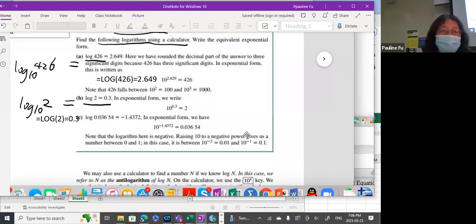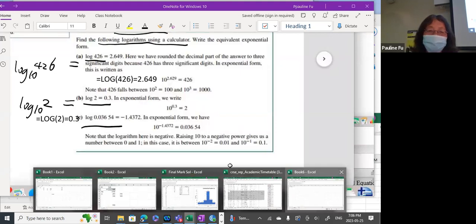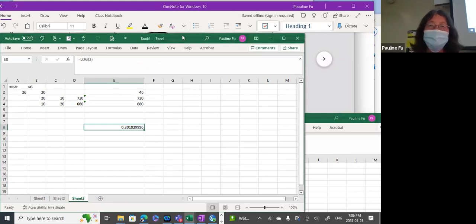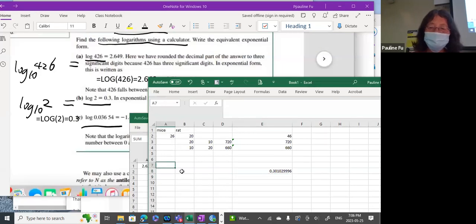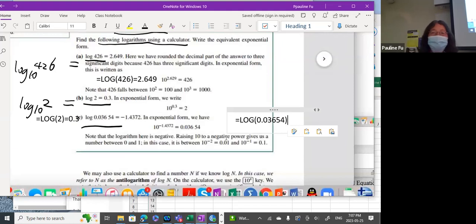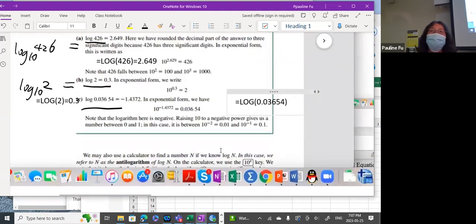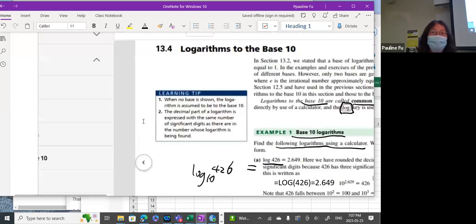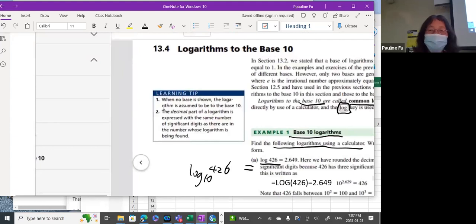Okay, last one, log 0.03654. Just go to Excel, equal log bracket 0.03654. We got negative 1.43. Questions? Use a calculator or Excel. That concludes the lecture part about logarithm and exponential functions. Any questions?